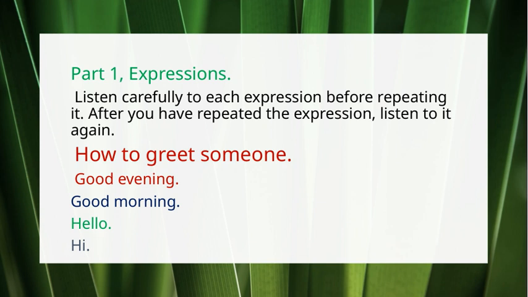First, we have good evening. This is typically used in the evening or at night, and it's a polite way to acknowledge someone at that time of day. Next, there's good morning, which, as you might guess, is used in the early part of the day, usually until noon. Then we have simply hello, which is versatile and can be used at any time of day when you meet someone.